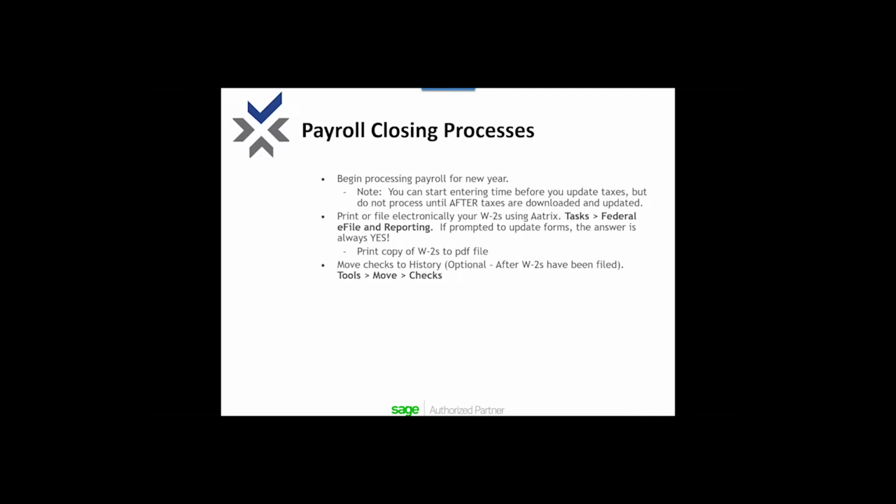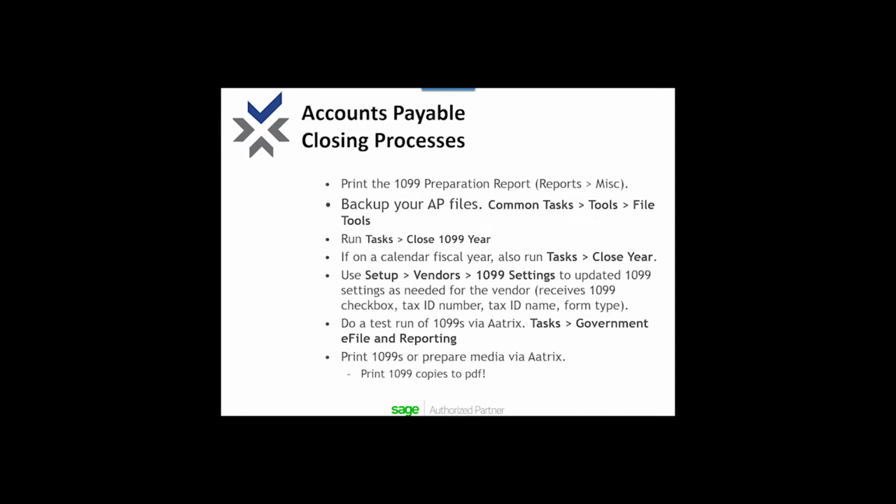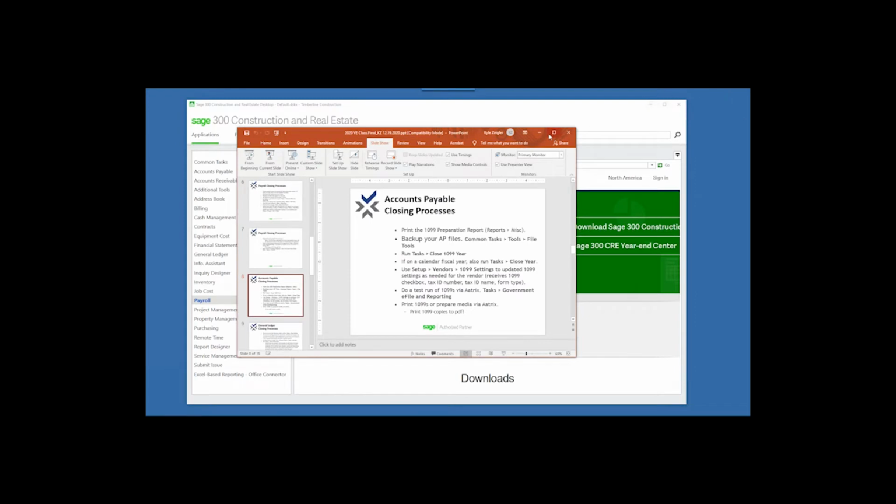And then optionally, after everything's done, after your W-2s are done and you know you're not going to have to do any corrected W-2s, heaven forbid, you can optionally move older checks to history. Now, a lot of people don't do this, but there's really no reason to keep more than the current year and the immediate prior year checks in your current transaction file, because you can always report on older checks from the history file. So it just makes a cleaner, smaller footprint for running reports, and it takes a lot less time to run your reports if you don't have all that information in the current transaction file.